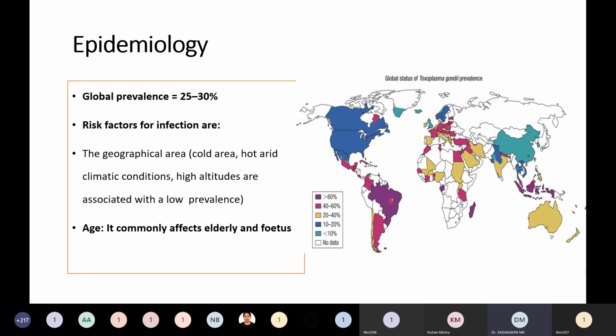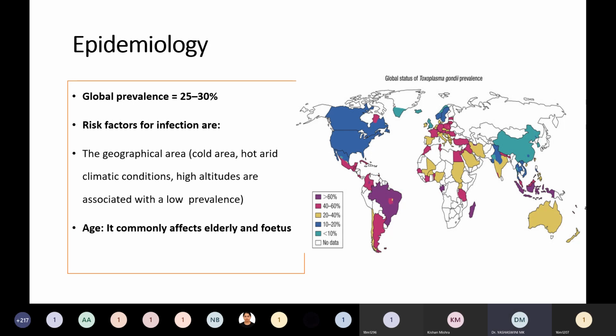Coming to the epidemiological distribution. Globally, the prevalence of this parasitic infection is around 25 to 30%. The risk factors for the infection are usually the presence of a cold environment; hot, dry climatic conditions and high altitudes usually have lower prevalence compared to other climatic conditions. The usual age affected will be elderly individuals or the fetus, whose immunity is usually less.